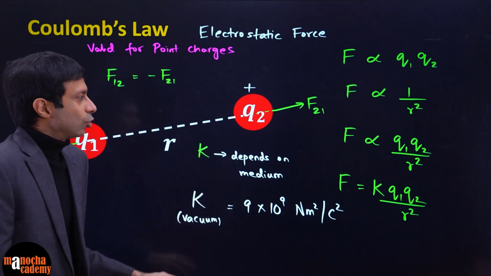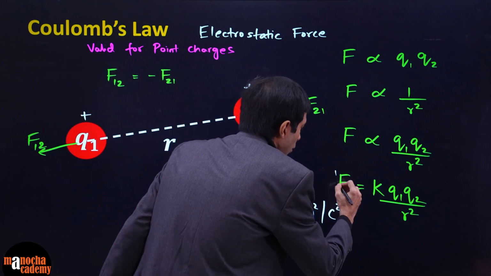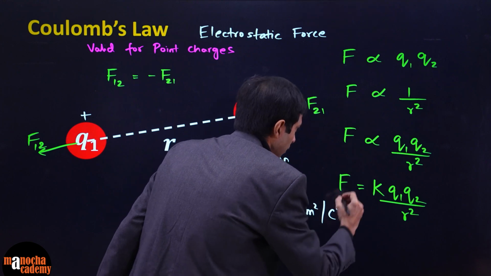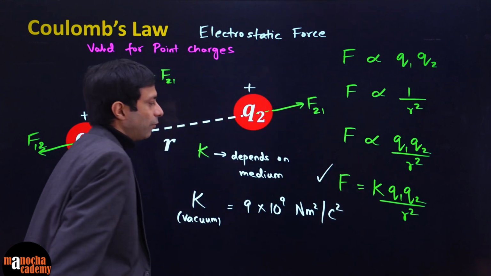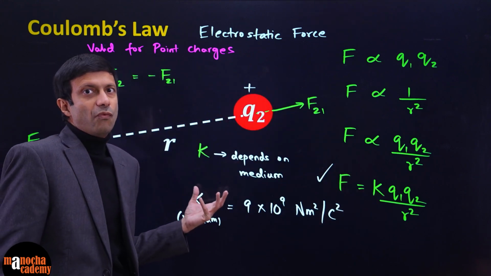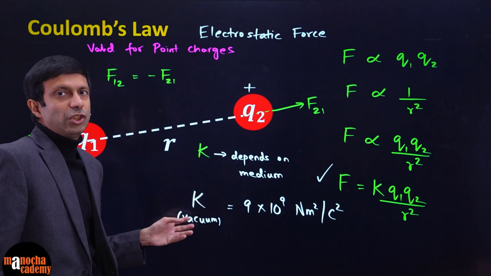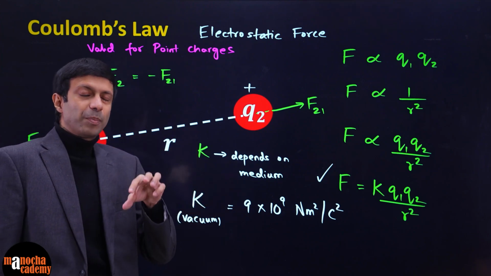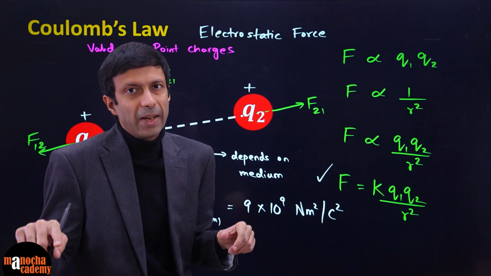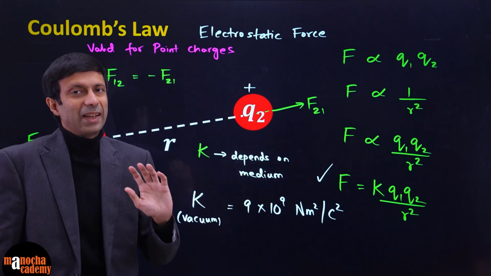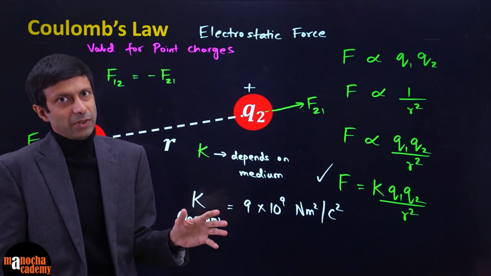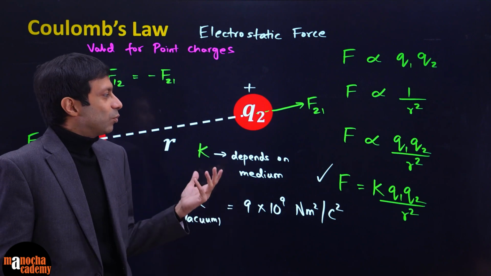Okay, so this is the famous Coulomb's law formula right here, and that is the value of this constant K, which depends on the medium. Now, K depends on a permittivity factor. There's a 1 by 4 pi epsilon, but that we'll talk about in our next video on permittivity. Okay, so this is what Coulomb's law said.